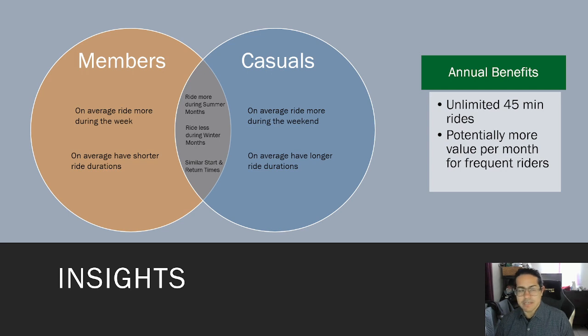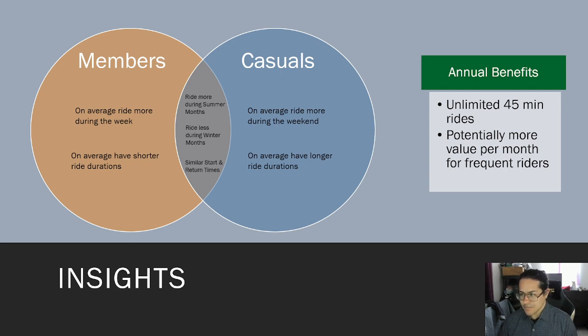So the annual benefits are unlimited 45-minute rides. The day passes are unlimited 3-hour rides over a 24-hour period. So since casuals have longer ride duration, it just doesn't seem to me like the annual benefits really line up with what the casual needs are, which are longer rides.